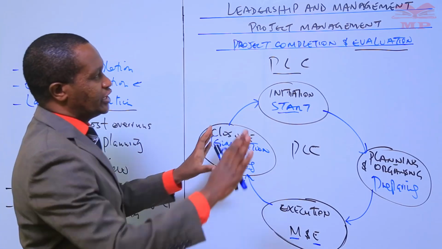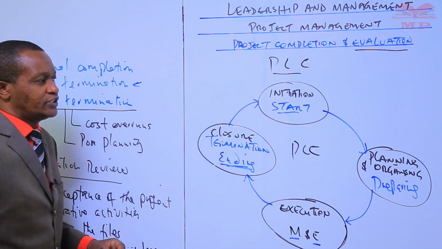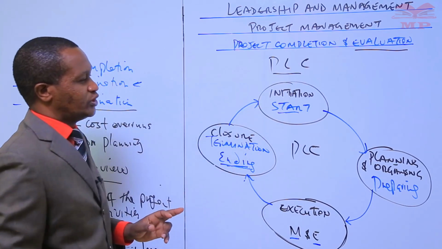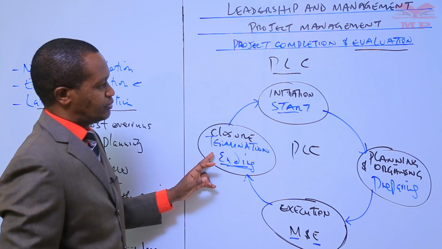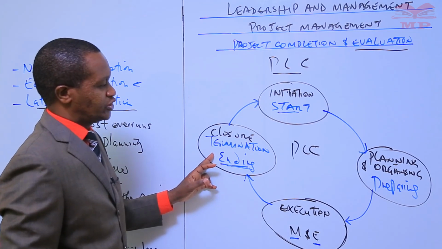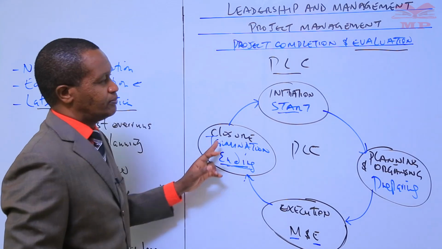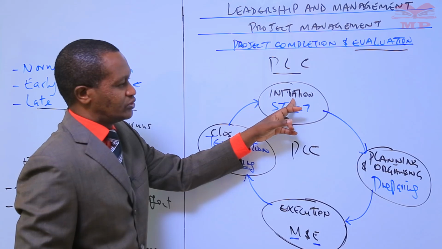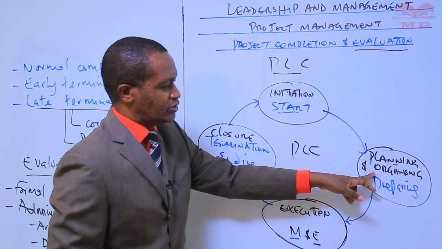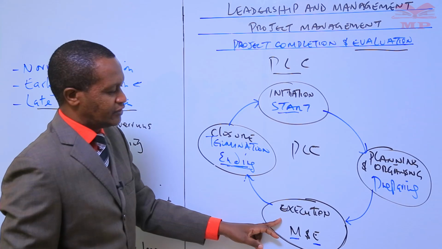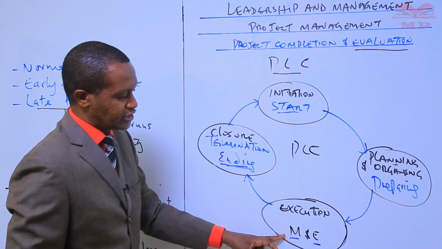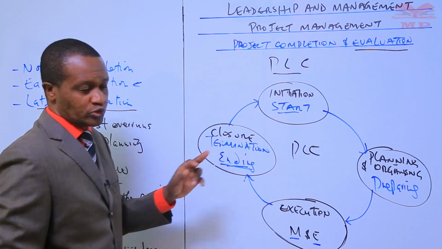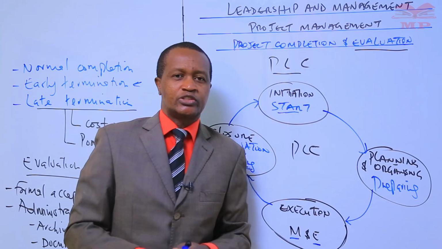We've given a brief adumbration of project completion and evaluation. We've said that project completion and evaluation is the last phase in the project life cycle, which begins at the project initiation. There is project planning and project organizing. Then there is project execution, project monitoring, and project evaluation. Then lastly, project termination. And that will bring this lesson to a close.